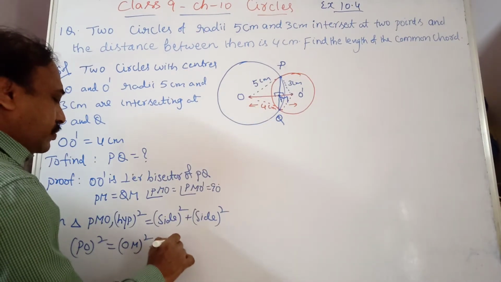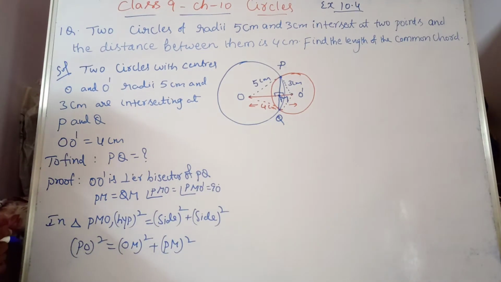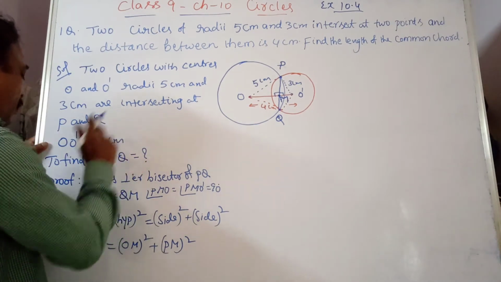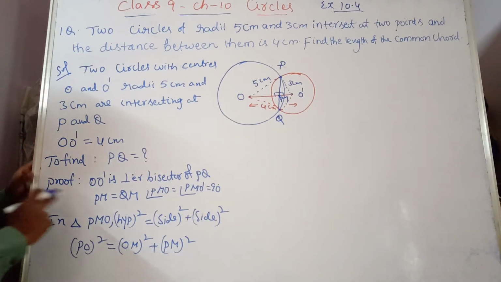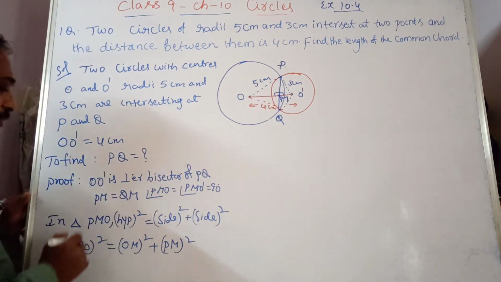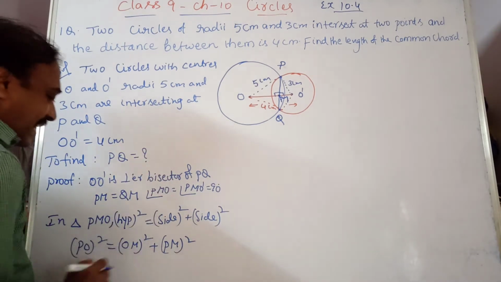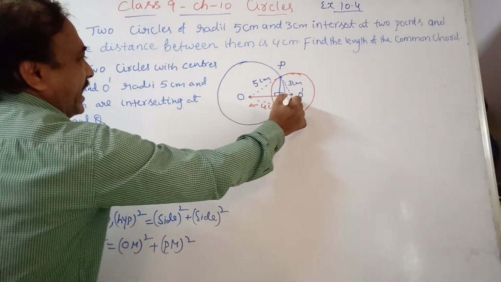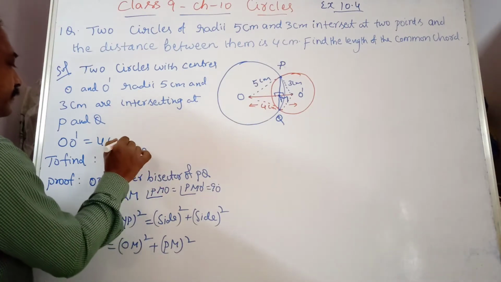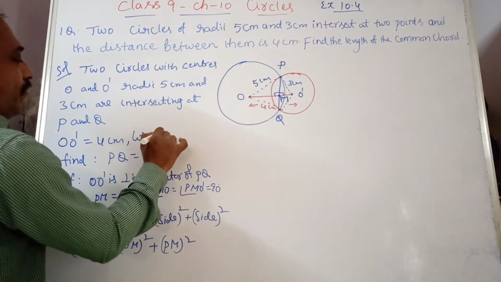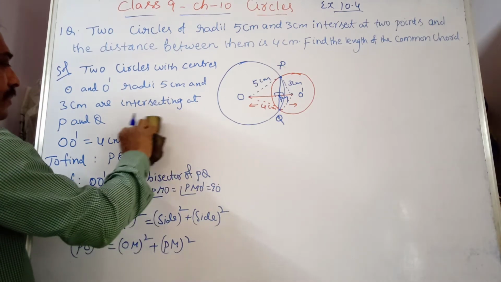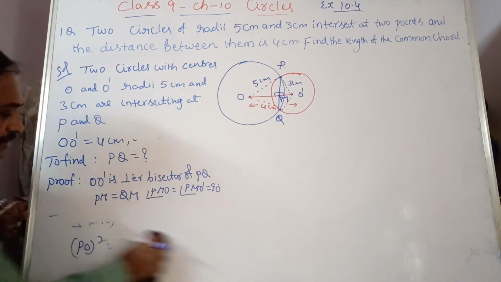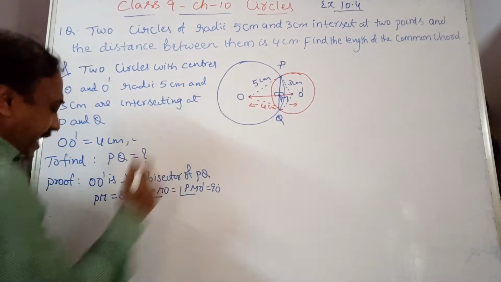Now I forgot to discuss one point: OO dash is equal to 4 centimeters. Let MO dash be equal to x. This step we'll write later. In triangle, here we'll write MO dash.